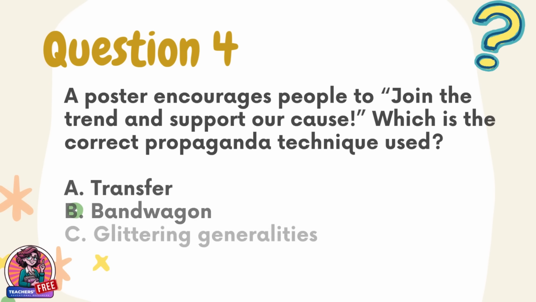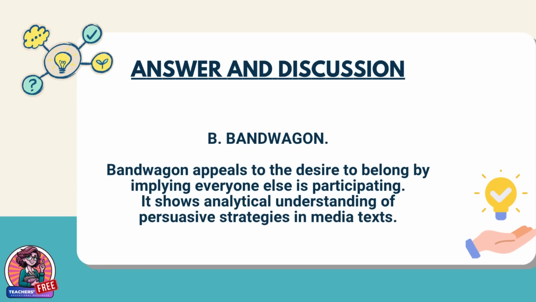Question 4. A poster encourages people to join the trend and support our cause. Which is the correct propaganda technique used? A. Transfer. B. Bandwagon. C. Glittering generalities. Answer. B. Bandwagon. Bandwagon appeals to the desire to belong by implying everyone else is participating. It shows analytical understanding of persuasive strategies in media texts.